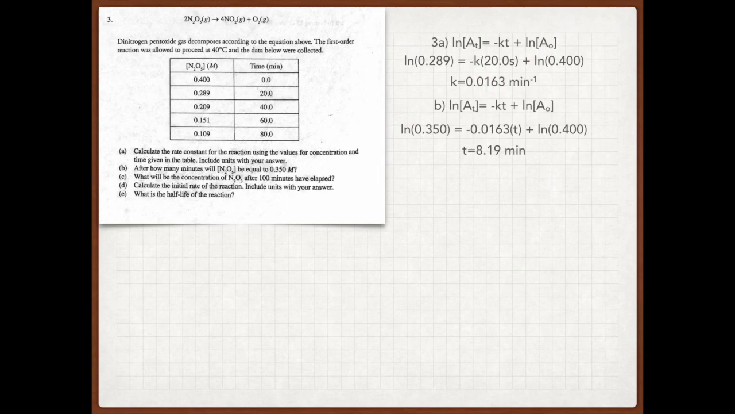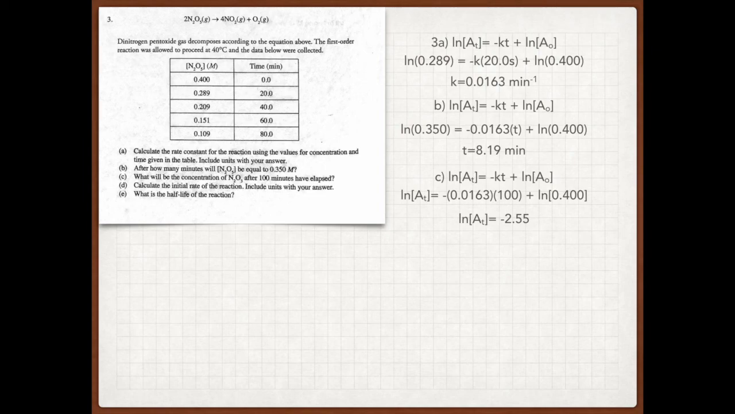For C, it says what will be the concentration of N2O5? It should be N2O5, not N2O3, after 100 minutes have elapsed. So here, you're going to be calculating your At again. You know your k, you know your t, you know your A naught, and so you're just going to be plugging in those values. Keep in mind when you solve for this, whatever is on the right-hand side, that's going to be ln of At equals whatever that is.